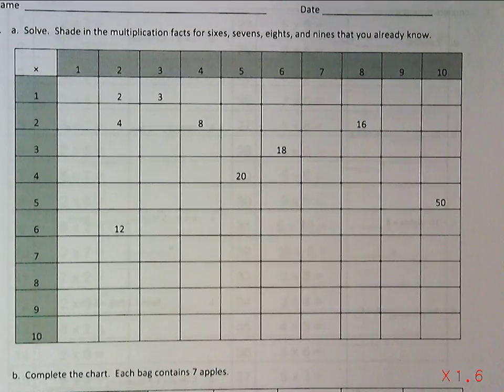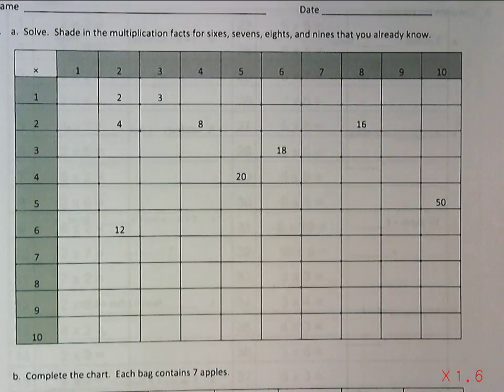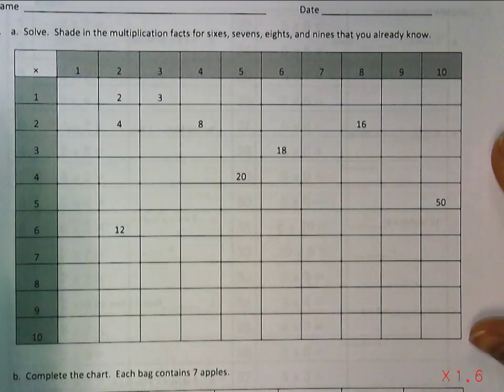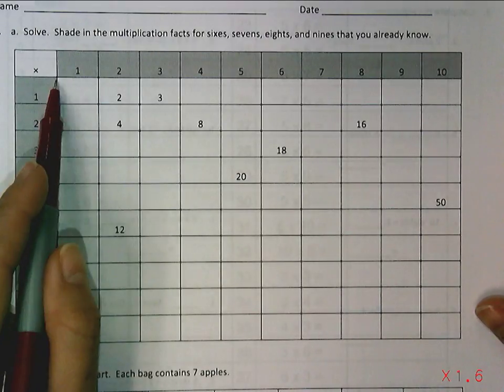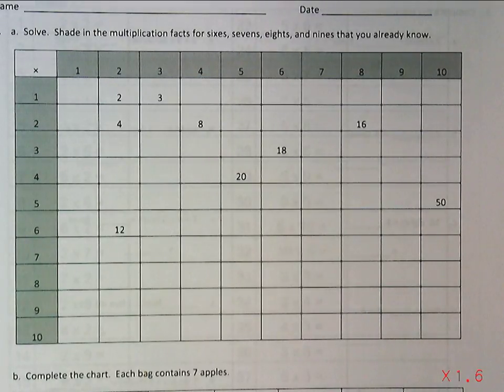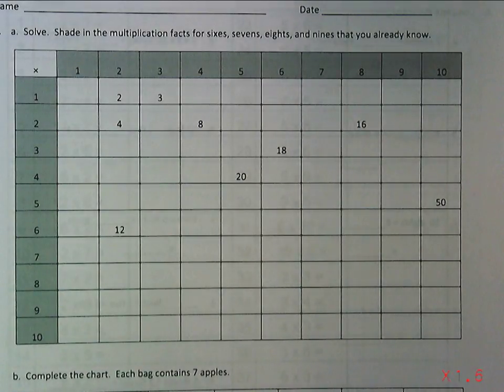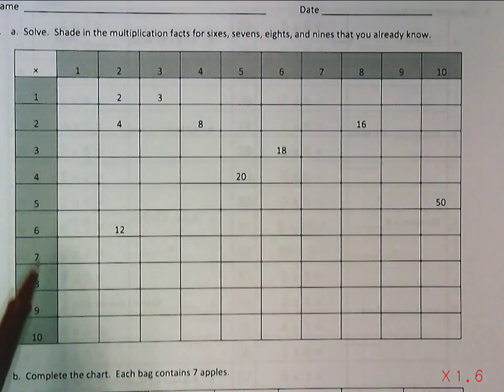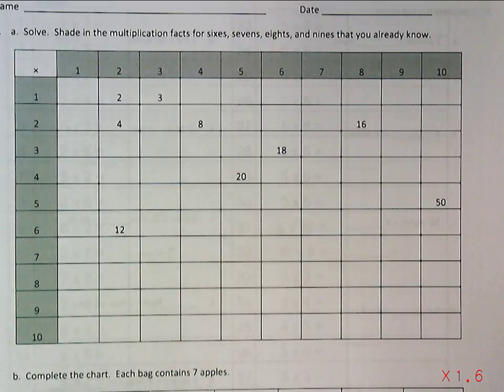This is called a multiplication chart. You can see the shaded boxes here are the facts that you will be multiplying to find your answers that belong in the middle of the chart. All the numbers inside the chart are products.